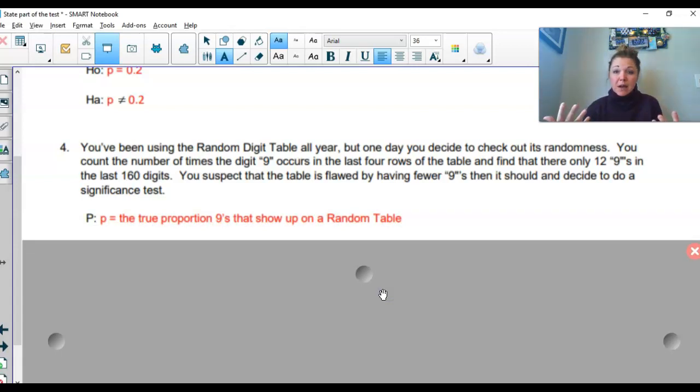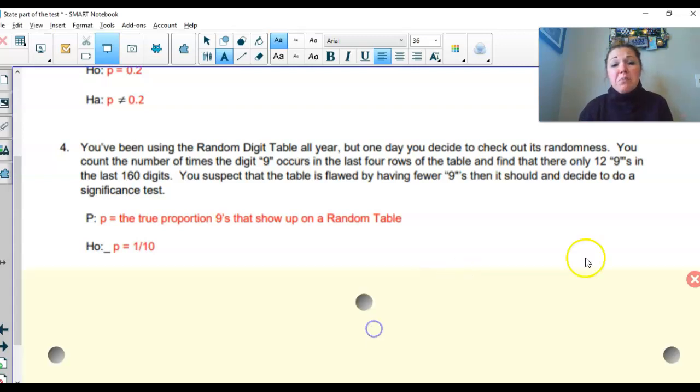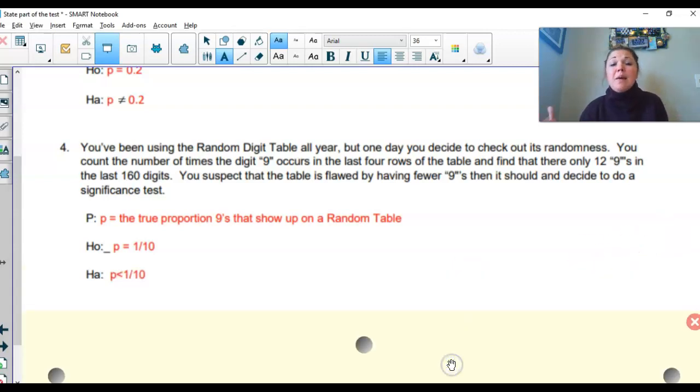Well, if something is random, remember, we have 0 all the way to 9. That's 10 numbers. You can imagine if I had 10 numbers and shook it up, pulled those numbers out, just like the last one. A 9 should come up 1 out of 10 times. Why? Because there's only one 9 from 0 to 9 out of 10 total. So our current truth as we know it is P is equal to 1/10. What are we trying to prove? Because we think it's fewer, we say P is less than 1/10.